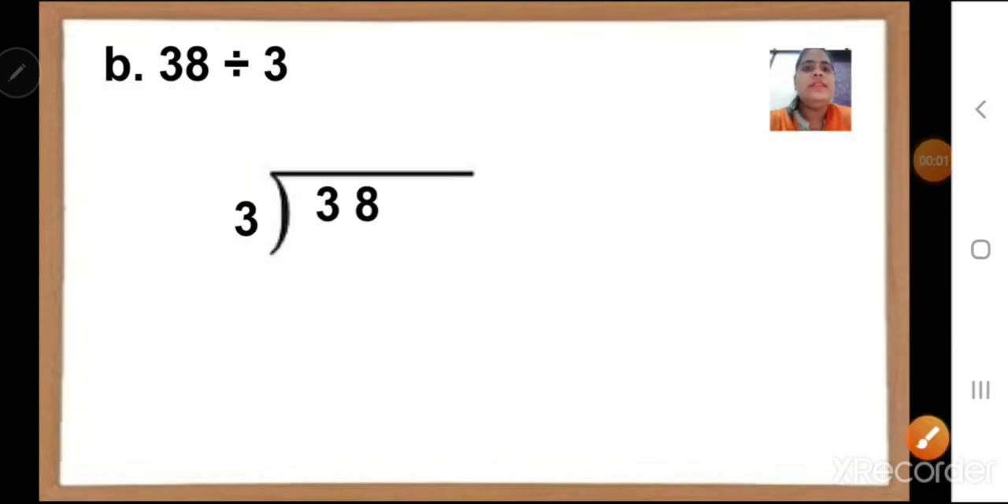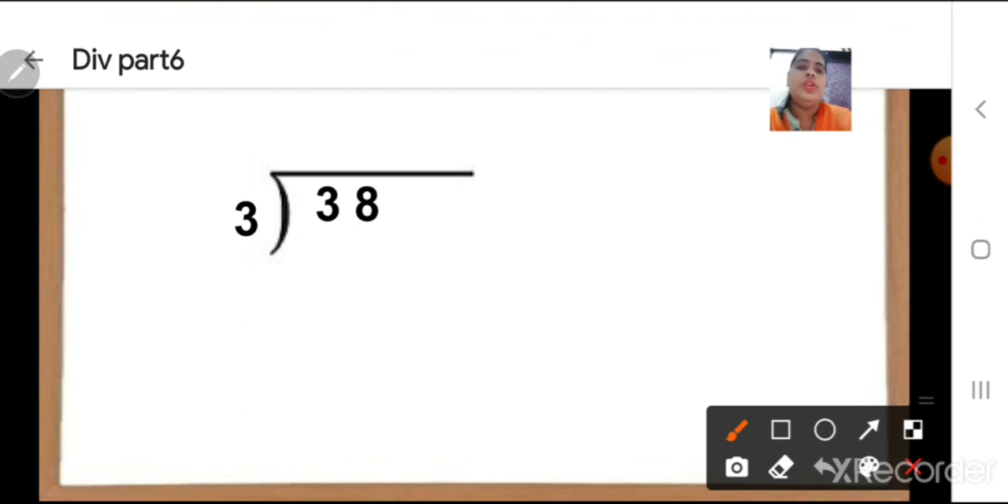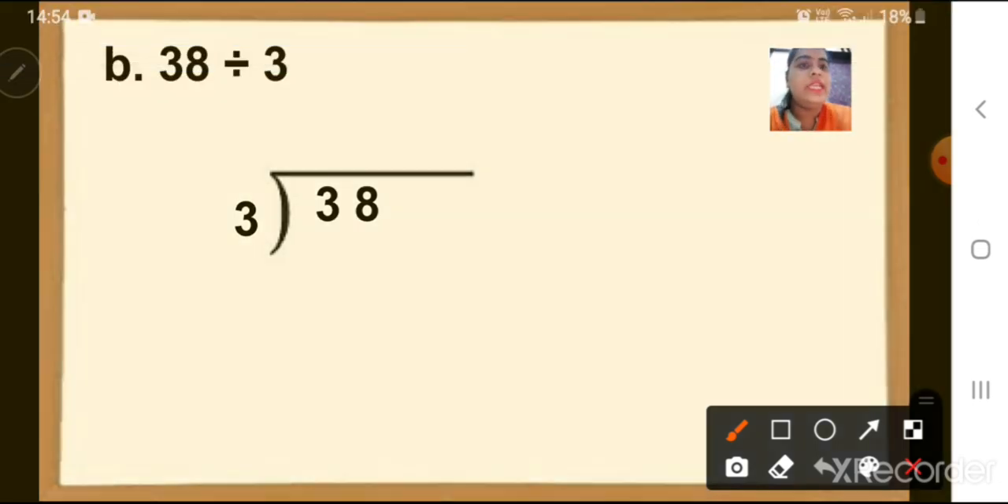Question is 38 divided by 3. Okay, children, first we have to draw the bracket. Write the dividend, 38, inside and the number 3 outside. Then we are going to divide. Now for dividing, we are going to see one number at a time.